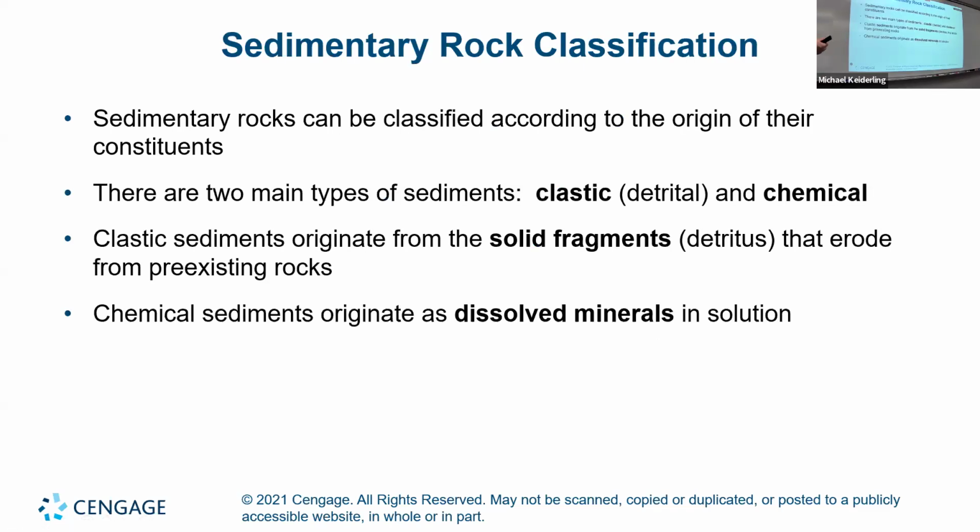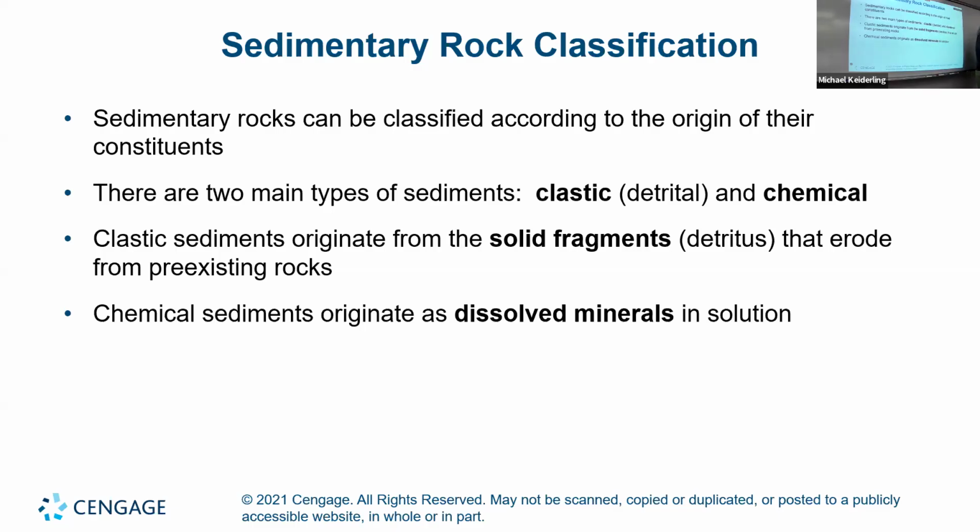We're talking about sedimentary rocks. Sedimentary rocks can be classified according to the origin of their constituents, where the stuff that made them up came from. There's 2 main types. You can have clastic or detrital sediments. These are just pieces of rock from other rocks, sand and mud made of tiny fragments of material, and gravel. Clastic sediments are just the solid fragments or detritus that erode from pre-existing rocks.